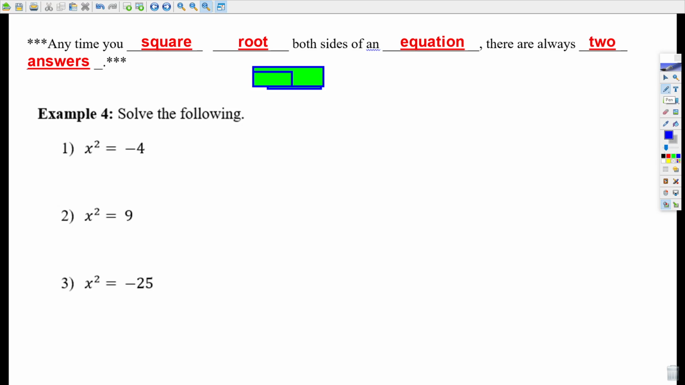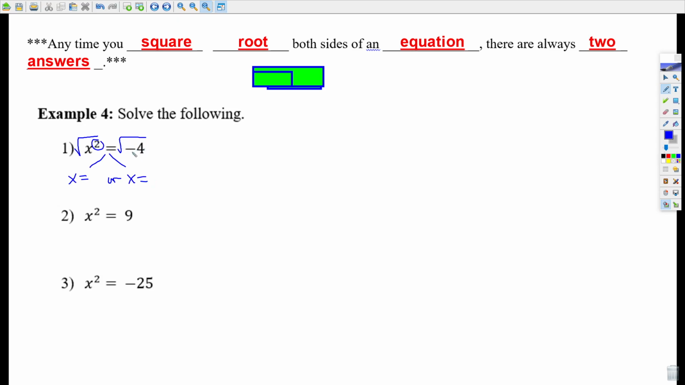So let's look at example 4 here. Solve the following. x squared equals negative 4. If you were to get rid of the squared part, and just get x, you'd have to square root both sides of the equation. And if you remember, that gives you two different answers. So one way we used to do is we used to make it two different answers like this. We'd say x equals something or x equals something else.